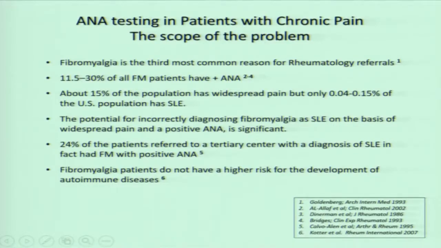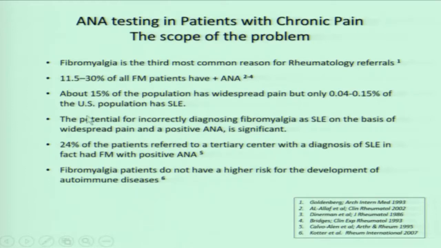So within the chronic pain arena, which again is also what we see in terms of referrals with positive ANA, fibromyalgia is the third most common reason for referral to rheumatology. Up to 30% of fibromyalgia patients have a positive ANA. So if you do the numbers, you get an idea of the false positives that we are going to get, which is most of them.